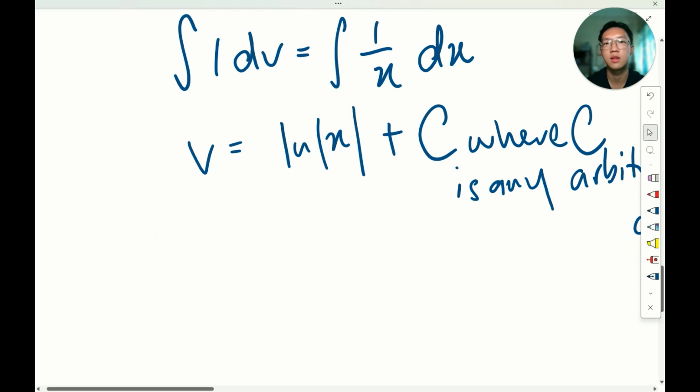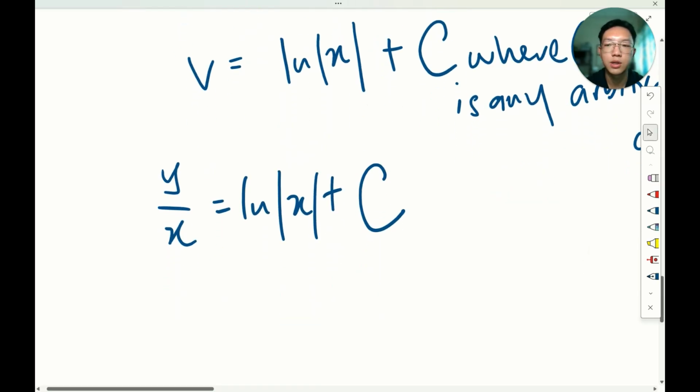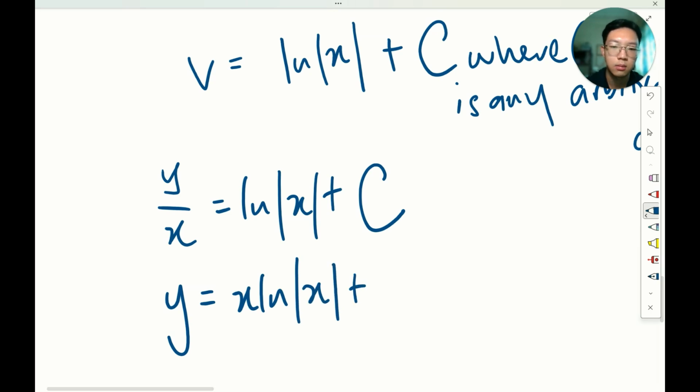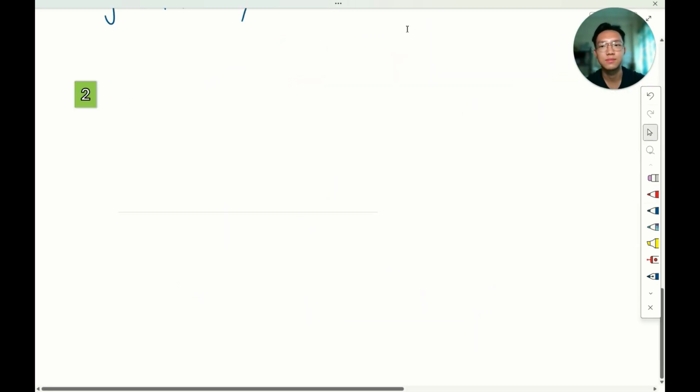Once again, don't forget to sub back out the v, so we use v equals y over x and make y the subject. As such, we have x ln mod x plus cx. That is our final answer for the first question. Now let's take a look at the second question.